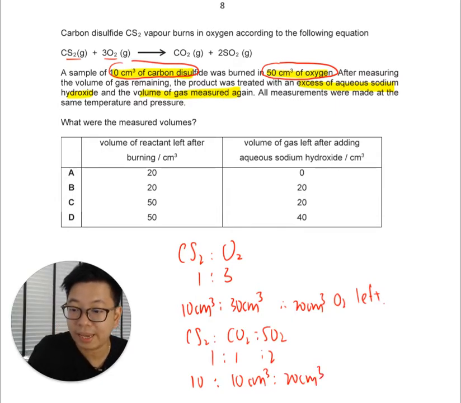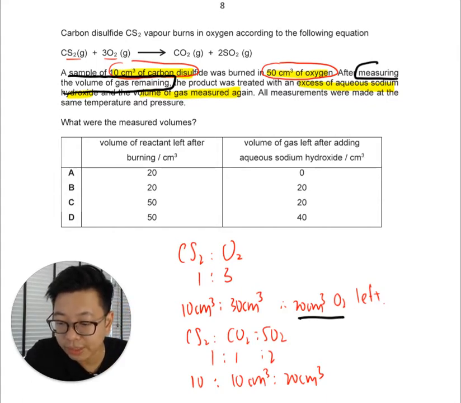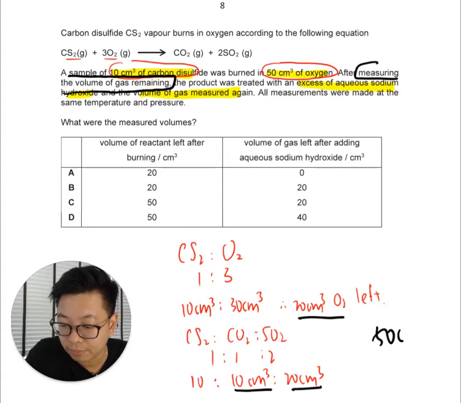So here, I'm just going to point this out, the volume of gases remaining. After measuring the volume of gases remaining, the volume of gases that remain will be the 20 cm³, 10 cm³, 20 cm³. That is a total of 50 cm³.